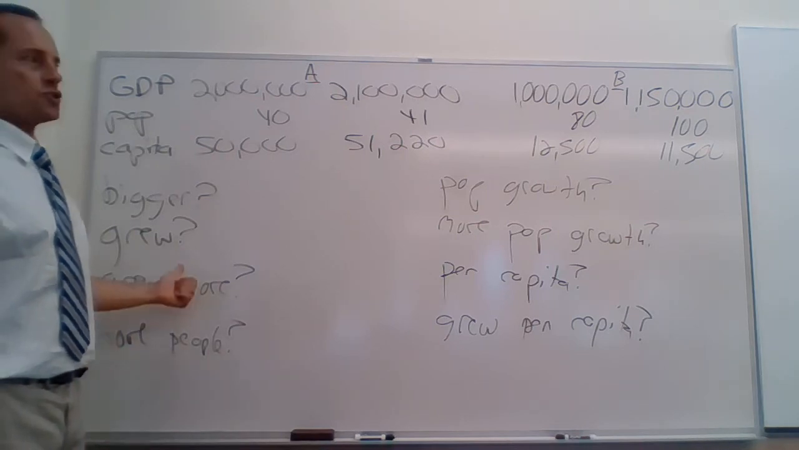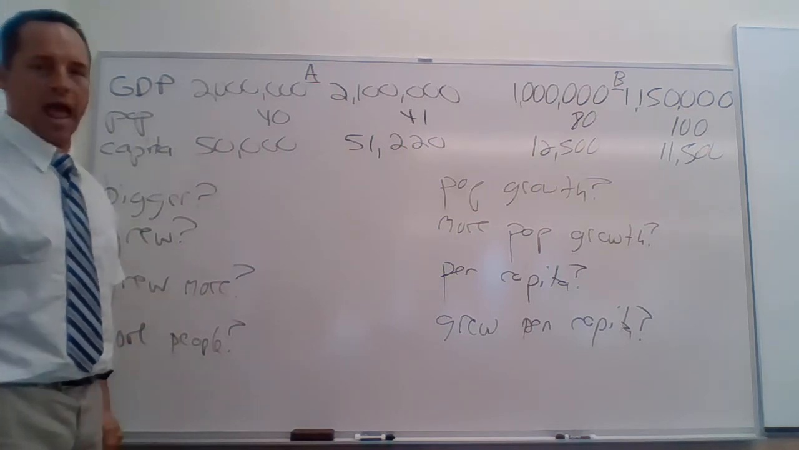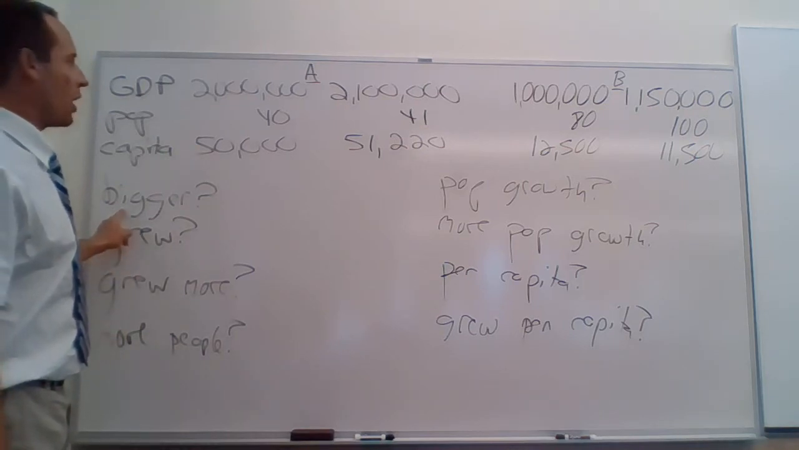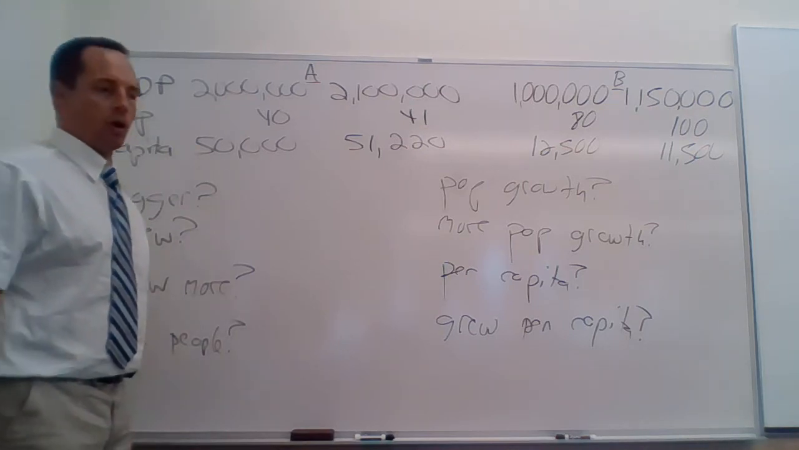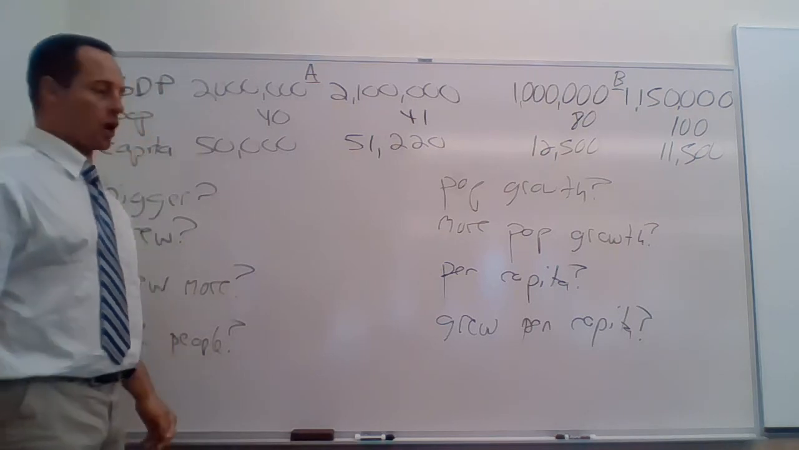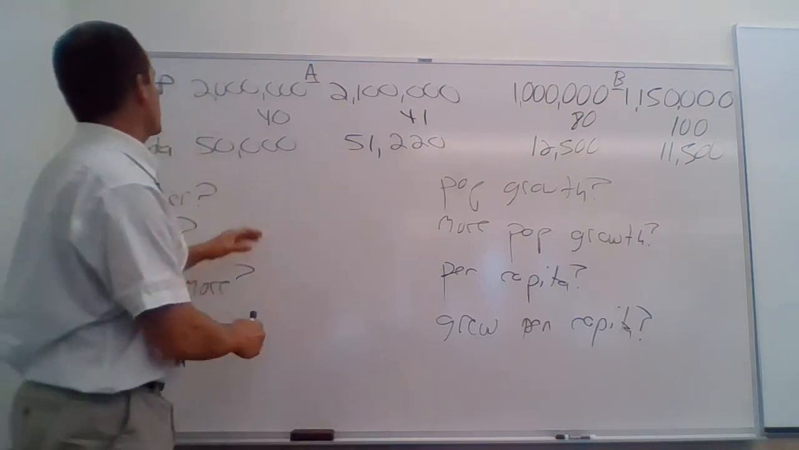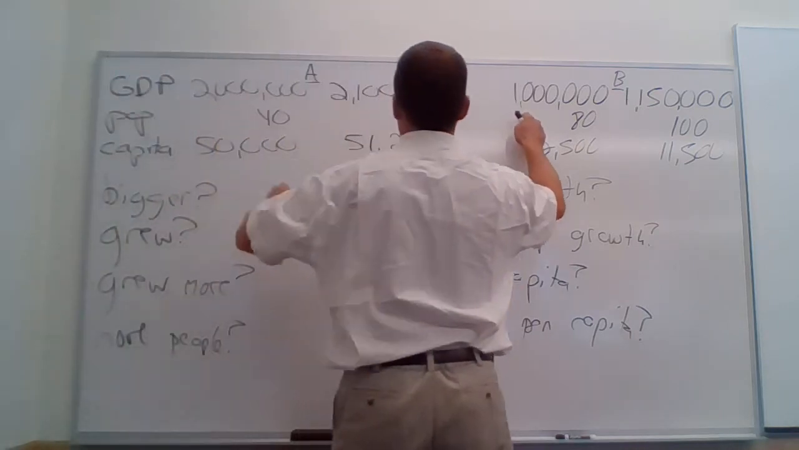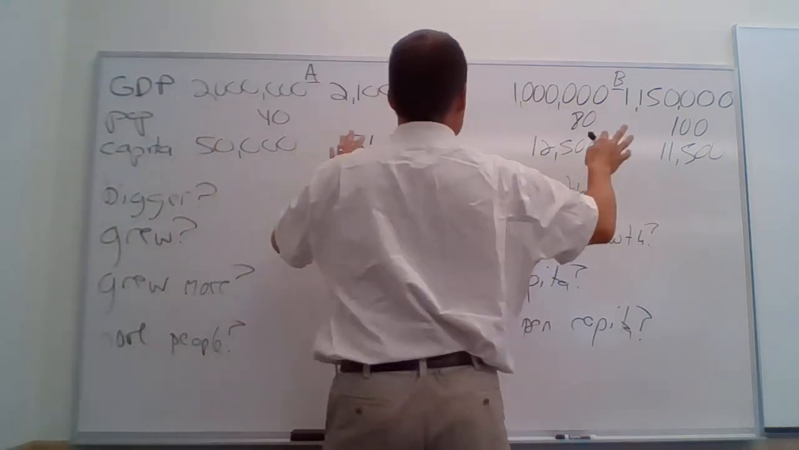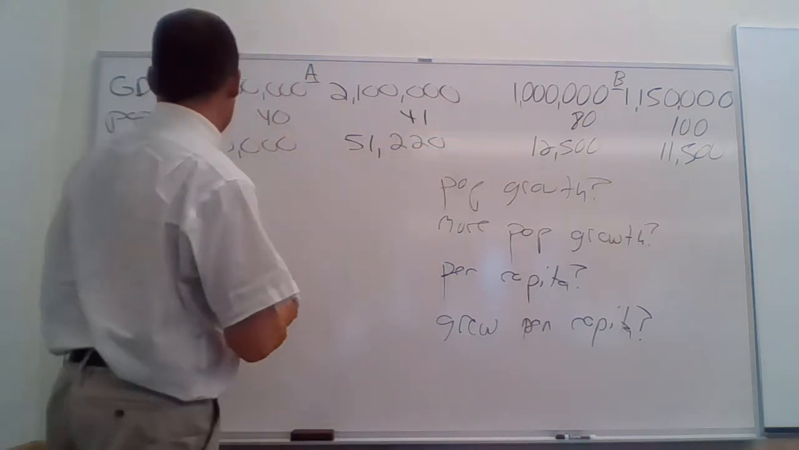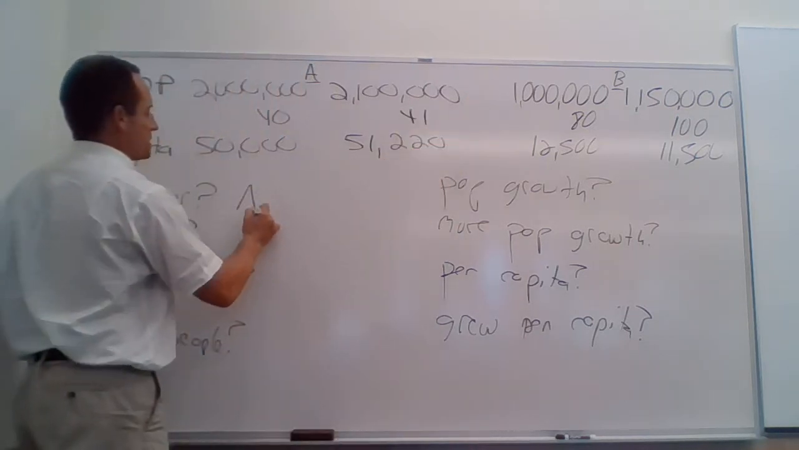There are many questions that could be asked based on this data. Starting with which economy is bigger. All that asks is which economy has more commerce. And the answer to that question, 2 trillion versus 1 trillion, there's some change, but nothing earth-shaking. So economy A is the bigger economy.